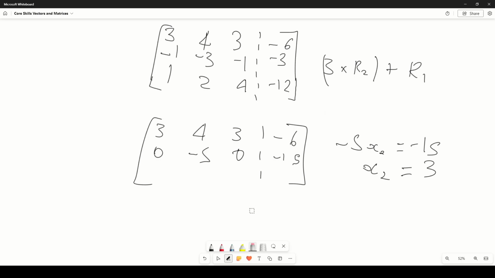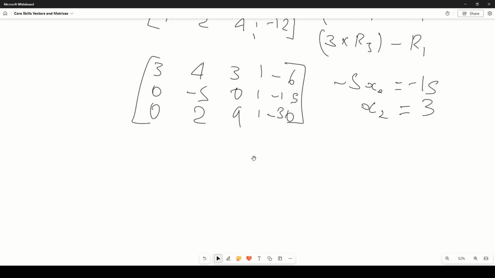What am I going to do? I'm going to do 3 times R3 and take away R1. So we're going to multiply this by 3. That's 3. Take away 3 is 0. We're going to do 6 minus 4, which is 2. We're going to do 12 minus 3, which gives us 9. And minus 36 plus 6 gives us minus 30.